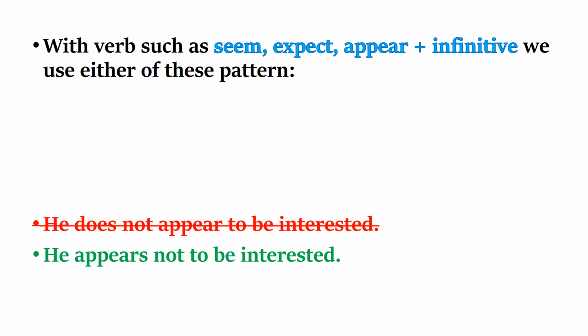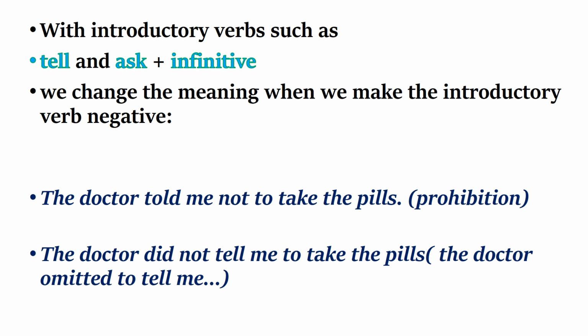With verbs such as seem, expect, appear plus infinitive, we use either of these patterns. Examples. He does not appear to be interested. He appears not to be interested. With introductory verbs such as tell and ask plus infinitive, we change the meaning when we make the introductory verb negative. Example. The doctor told me not to take the pills. Prohibition. The doctor did not tell me to take the pills. It means the doctor omitted to tell me.